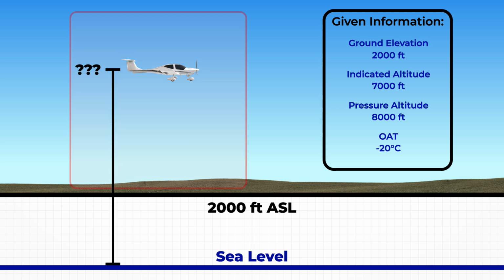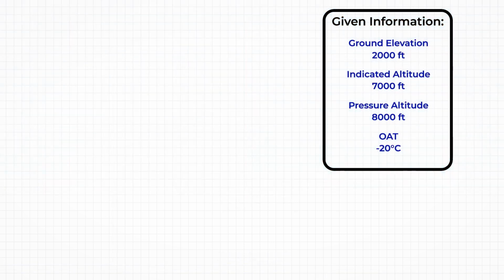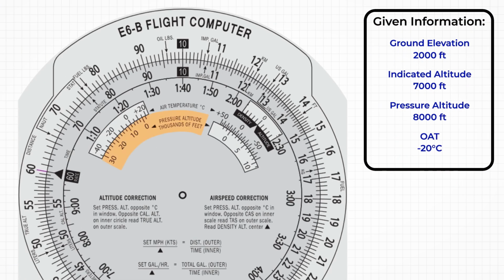But since the atmosphere is only present above the ground, and we are concerned with how the changes in temperature in that column of air affects our altitude, we need to isolate it. Figure out our altitude with corrections made within that column of air, and then add the ground elevation back in again. First, we match up our pressure altitude with the outside air temperature on the left side of the E6B.